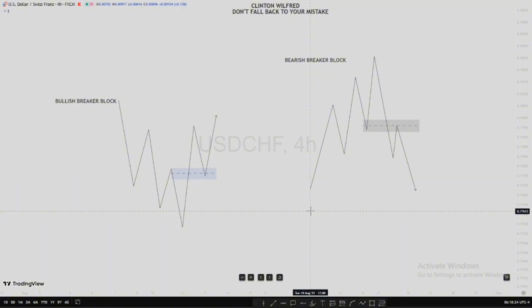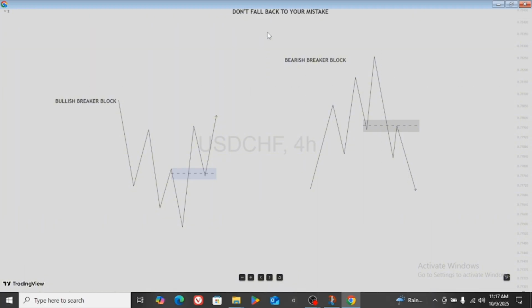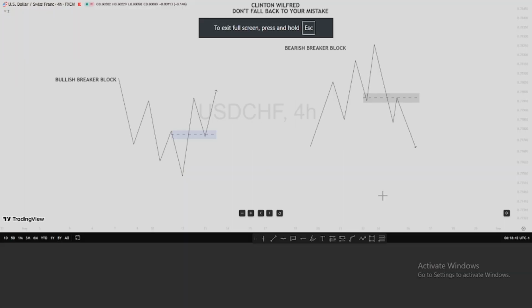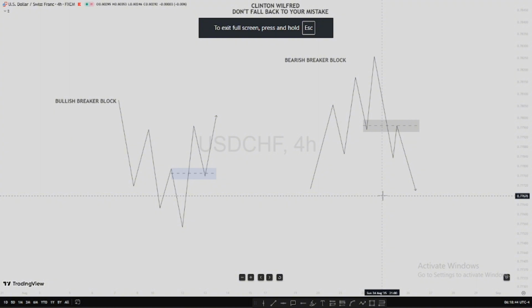Most ICT traders trade after a shift in structure, a break in market structure, and they just click buy or sell. But what you actually have to do as an ICT trader is wait for price to trade back to a PD array at a discount level or premium level.